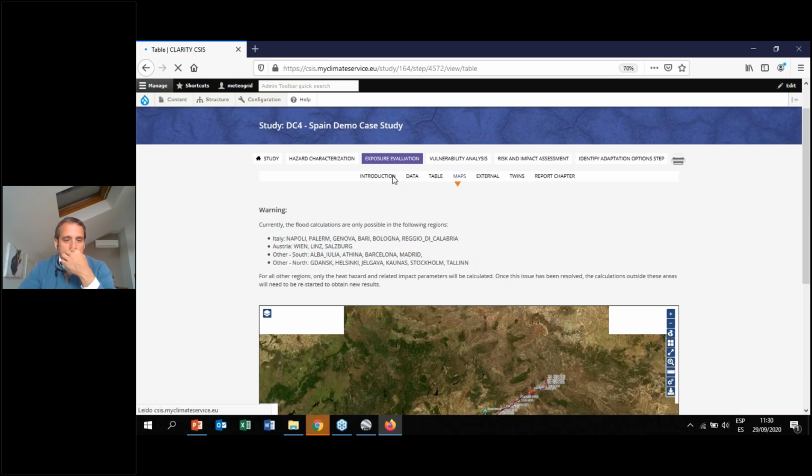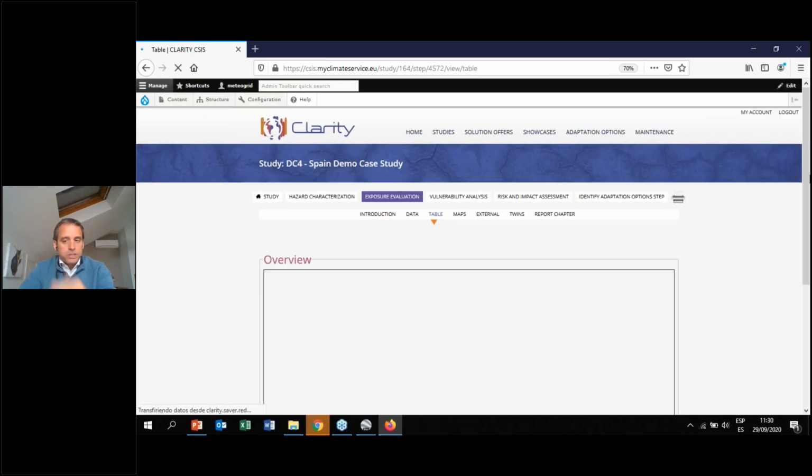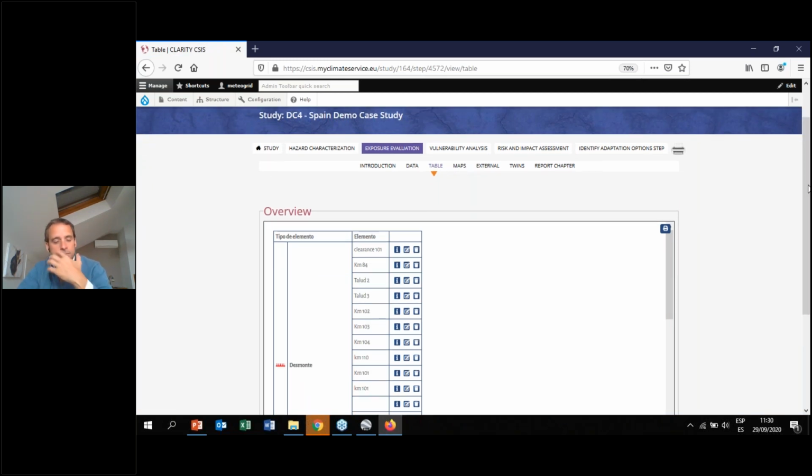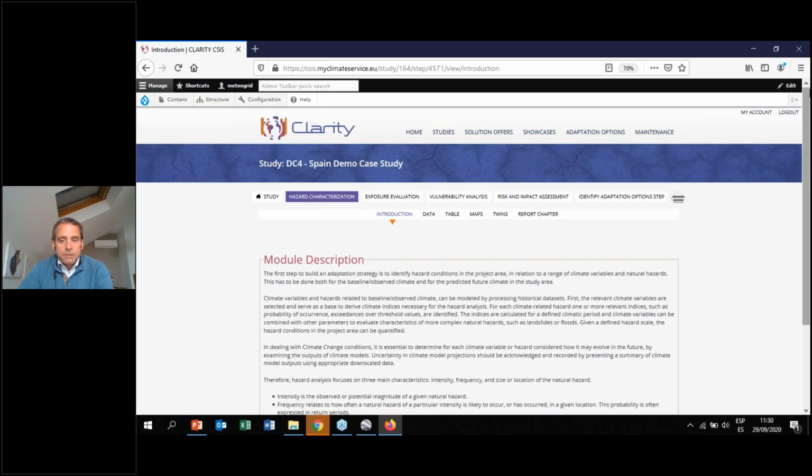So the first step, which is the exposure evaluation, it's already done. I mean, because in this case, in this example, we have all the points already loaded into the system. And the second step will be the hazard characterization. So we have identified the points along the road which may have problems due to the different types of climate hazard, okay, which has been already identified and also explained.